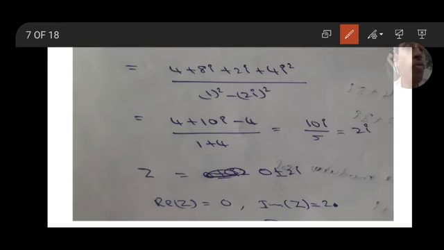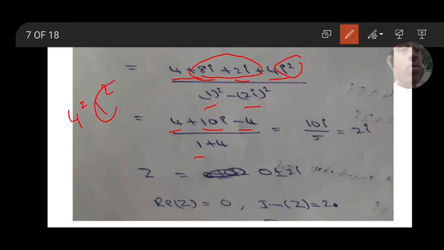Next, 4 plus 8i, 2i plus 4i squared by 1 squared minus 2i squared. 4 as it is, 8i plus 2i, that is 10i. i squared means minus 1, minus 1 into 4 means minus 4. 1 squared means 1. 2i squared means 2 squared i squared, which is 4 into i squared. i squared means minus 1, that is minus 4. Minus of minus is plus 4. This plus 4 and minus 4 cancel.